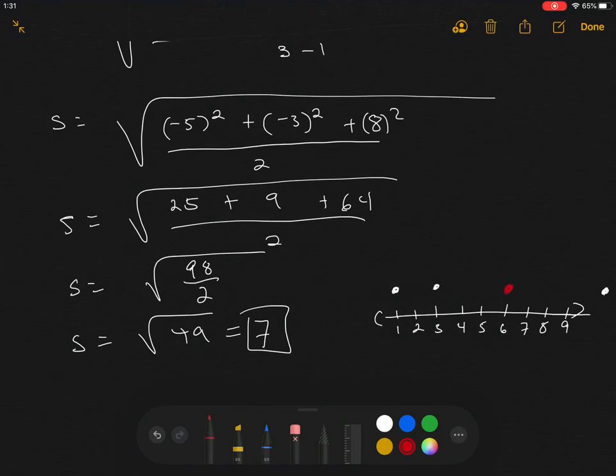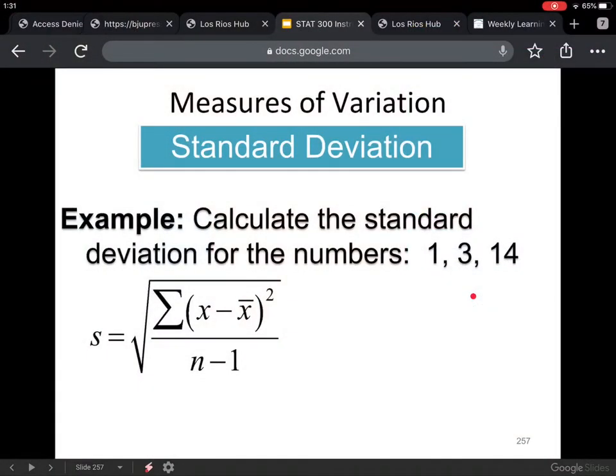It's 6. And so if you take a look at this, the standard deviation is telling us that on average, the data points are 7 units away from the mean. The mean is 6, and so 7 units this way and 7 units this way will contain most of the data points, and it does. 7 points to the left contains 2 of the 3 points that we found. So that is how to calculate standard deviation by hand. Let's keep going.